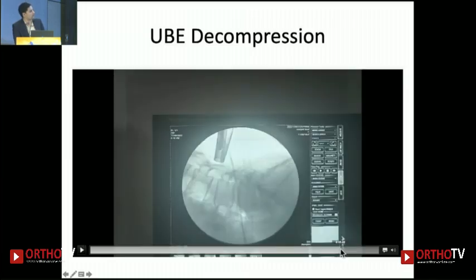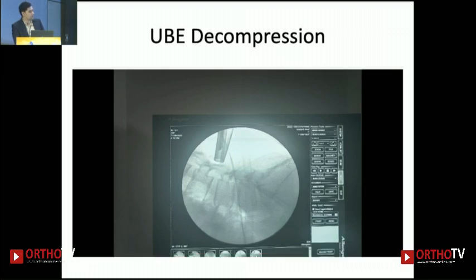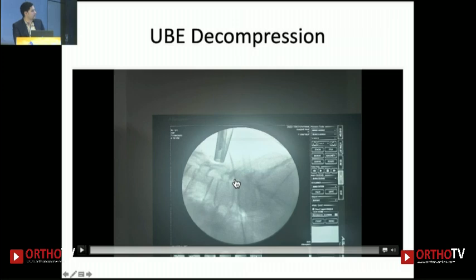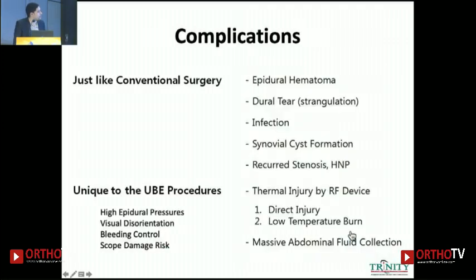Once I'm done with one level, I use my tube-guided triangulation to reduce my skin exposure. And again, rinse and repeat the steps on the upper level. So the complications are just like any conventional surgery.